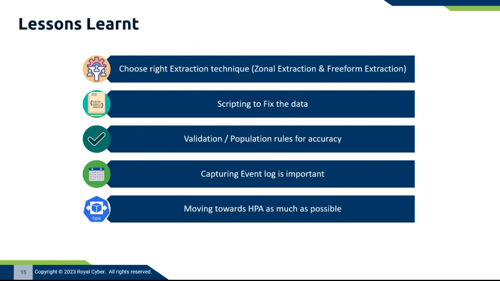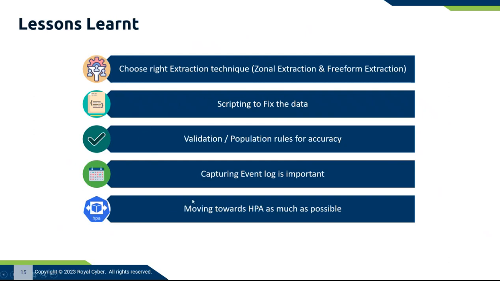Like what is the inbound number of documents? What is the outbound number of documents? How much data? How much energy are we spending right now on manual indexing, and how can we save it? To do all of that, to understand the strategy out of it, you need to have an event log, moving towards the HPA as much as possible.